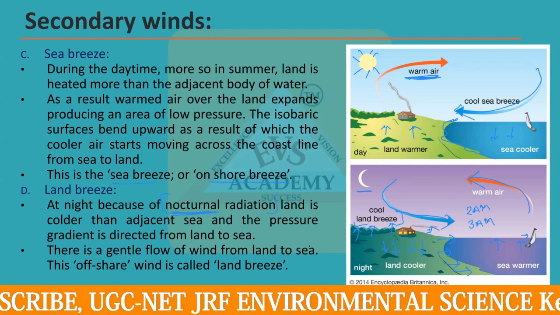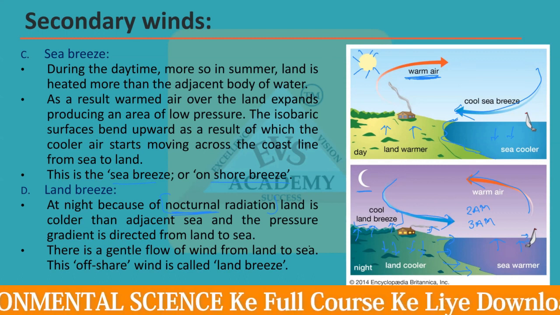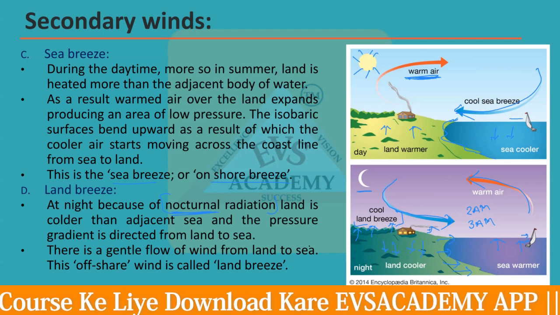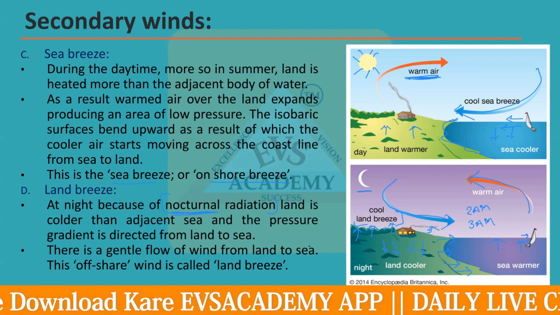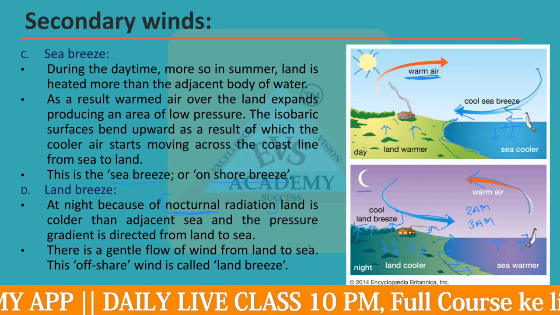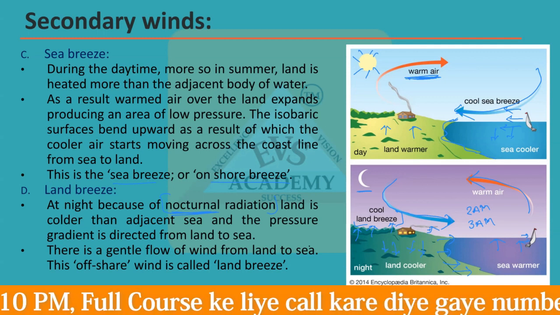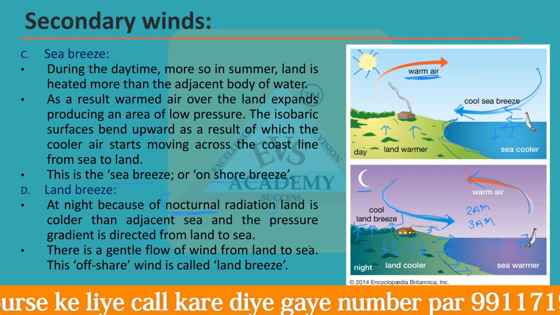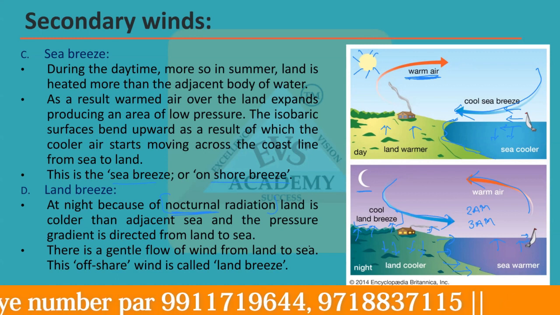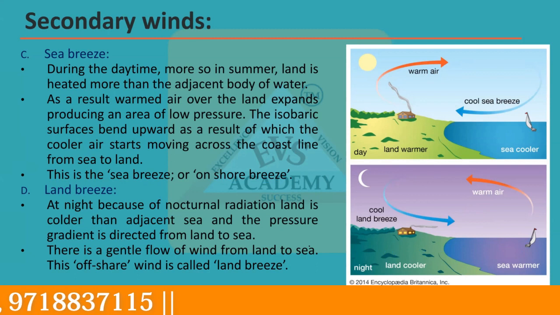And again, during the daytime, at 12 noon or 1 o'clock, with the help of the cool sea breeze they go back to the shore side or the land side with the help of this particular sea breeze. So this is the phenomenon of sea breeze and land breeze that is part of the secondary wind. So this is all about the secondary winds.